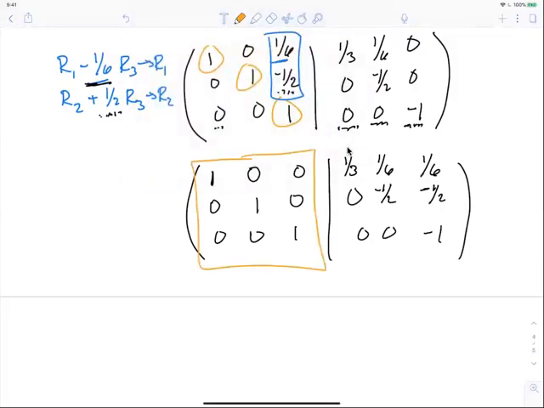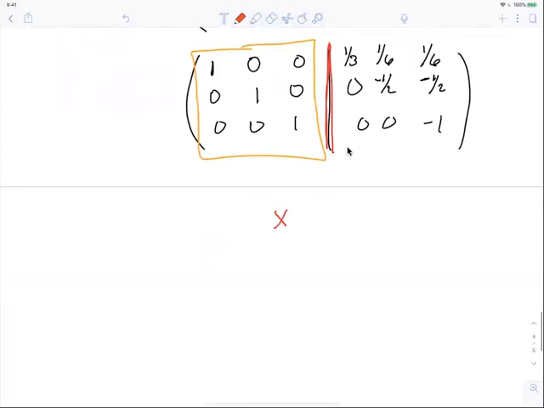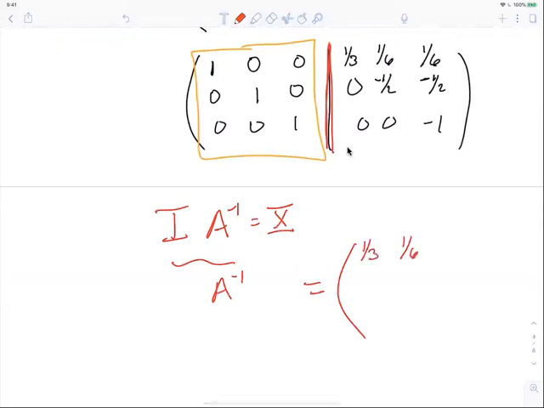That's the identity matrix. So now if we go back and translate what this bar means, this bar tells us that our X, which is equal to A inverse times the identity, is just the same thing as A inverse. So A inverse is equal to 1/3, 1/6, 1/6, 0, minus 1/2, minus 1/2, 0, 0, 1, or minus 1. Right, so this is a nice robust way to find the inverse.